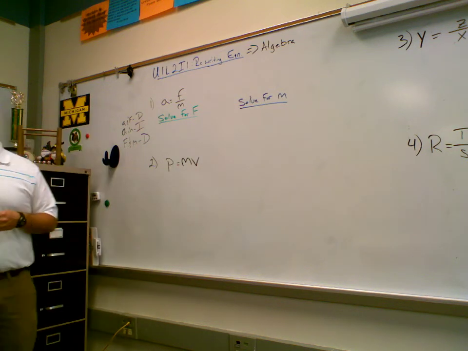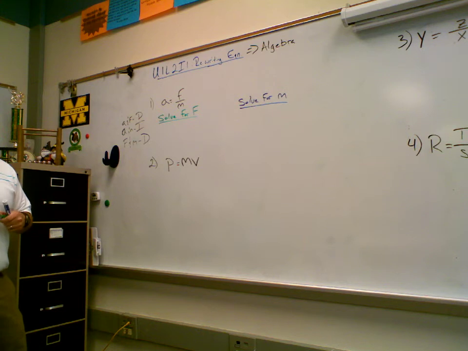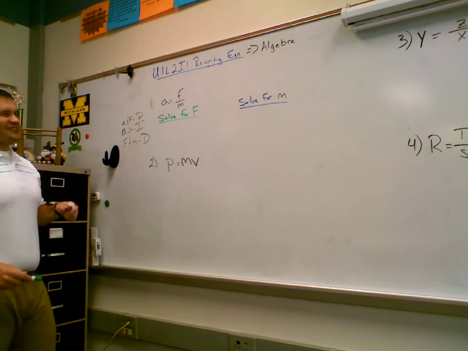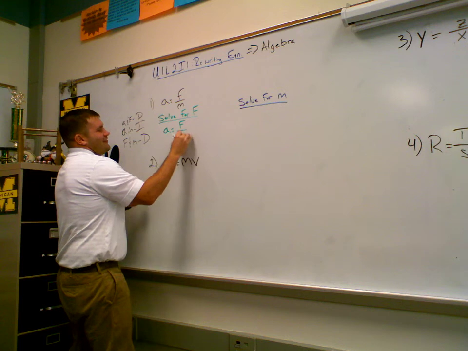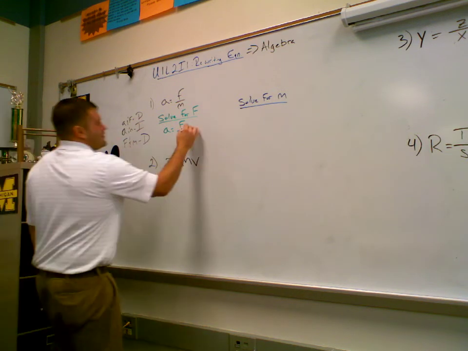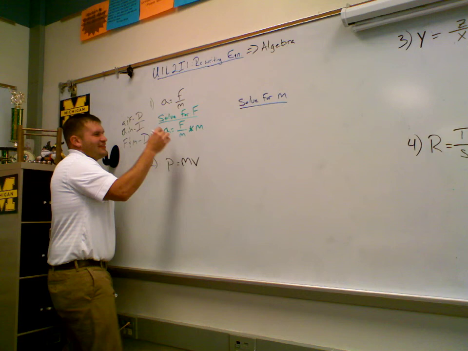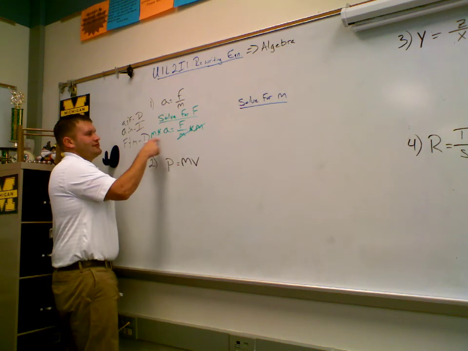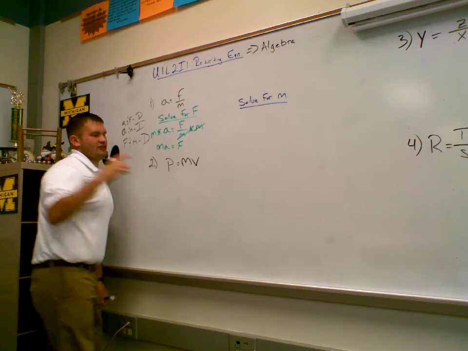All right. So we're going to solve for F and solve for M. Does that make sense? So we're going to solve for F. To solve for F means I want to get F by itself, right? So how do I get this F by itself? Times by M. So my M's will cancel. What am I left with here? MA equals F.